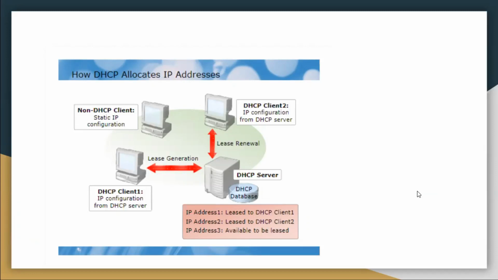The client sends a request, or DHCP request packet, letting the server know that it intends to use the address. The server sends an ACK, or acknowledgement, or DHCP ACK packet, confirming that the client has been given a lease on the address for a server-specified period of time.